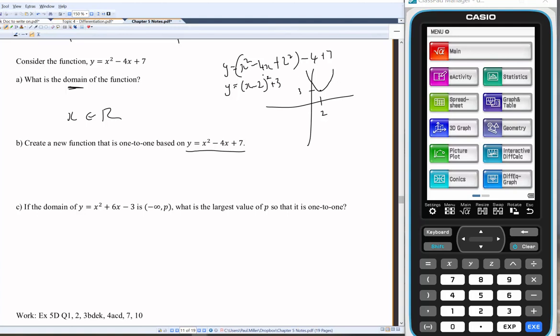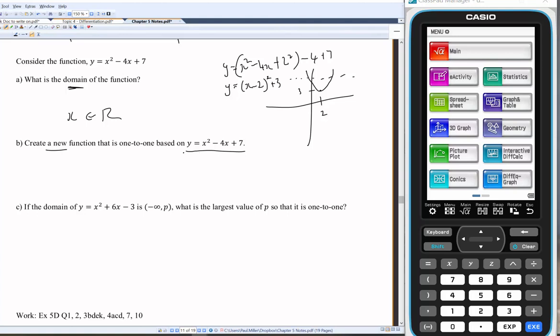Okay, so it's a function, that's for sure, because for any value of x, it produces a maximum of 1 y, but it's not one-to-one because if I do that horizontal line test, you can see here that I'm going to hit this y value and this y value for these two values of x. Okay, so it's not one-to-one. So what they want us to do is create a new function that is one-to-one based on it.